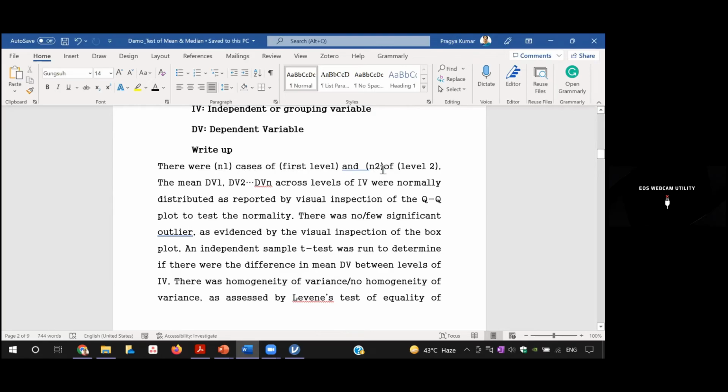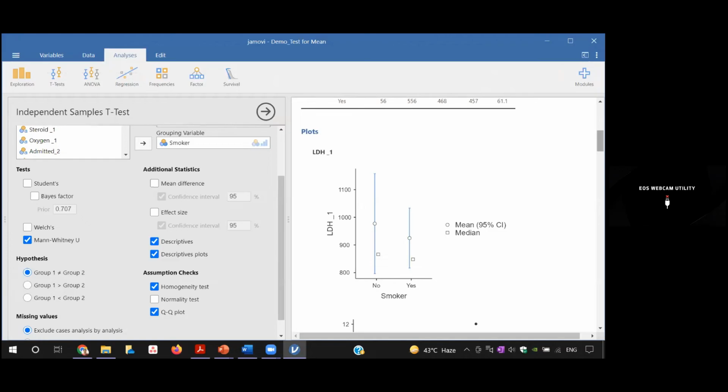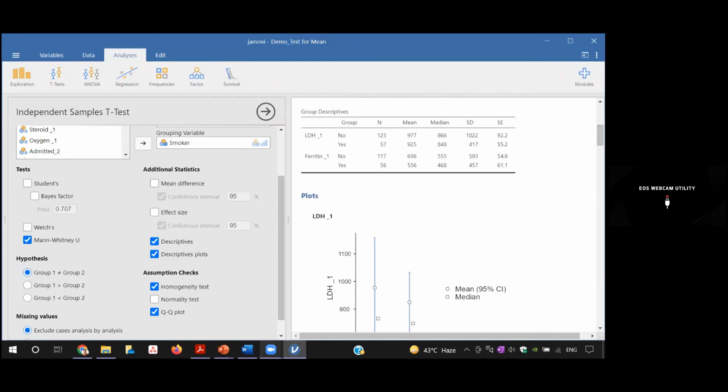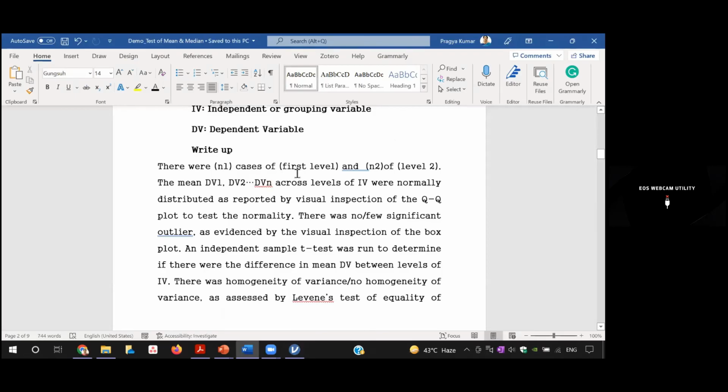In the footnote, you can give these values, and then you can write the description that there were n1 cases in the first level and n2 in the second. In this case, if you see the n, it was 127 and 57. So you can write here that there were 127 cases in the non-smoker group and 57 in the smoker group.